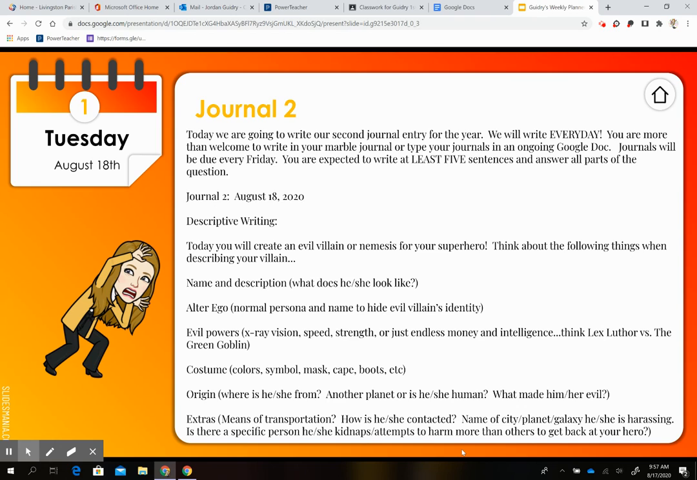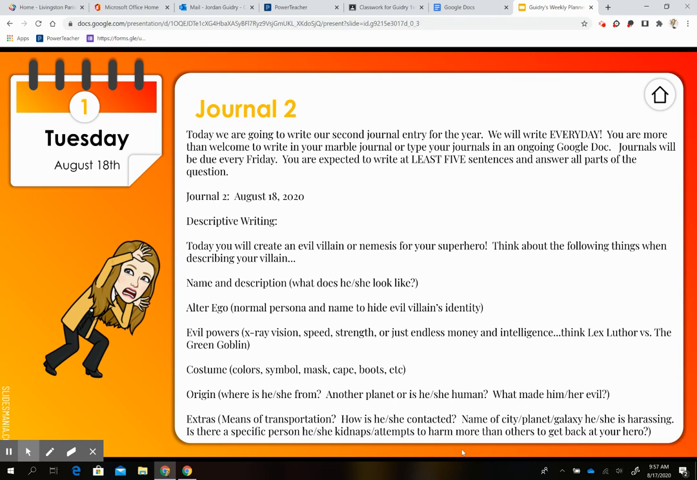Then you have costume. So, what costume is your evil villain going to wear? If they're super, are they going to have a cape and a mask? Or are they going to be a regular person and wear maybe a suit and face paint like the Joker? So, think about what you want your evil villain to look like.